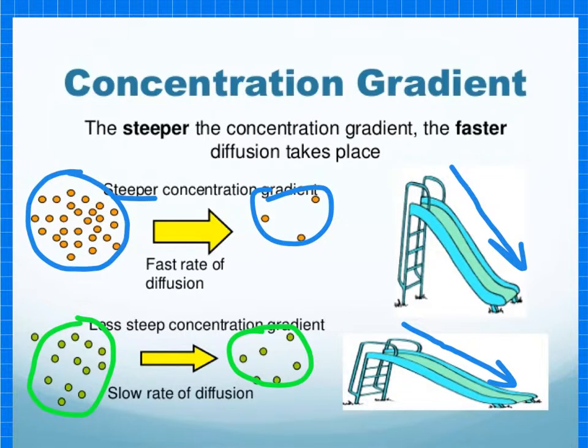In general, the greater the difference in concentration between either side of the membrane, the faster the rate of diffusion. This difference between the two areas of concentration is known as the concentration gradient. The bigger the difference, the steeper the concentration gradient, and the faster the rate of diffusion. In other words, we say diffusion occurs down a concentration gradient, a bit like going down this slide. It's a good way to remember what concentration gradient means.